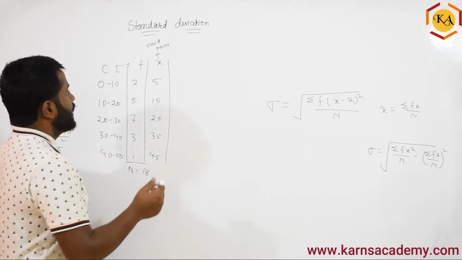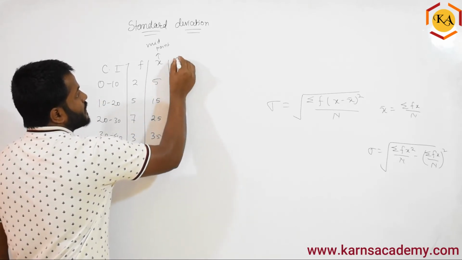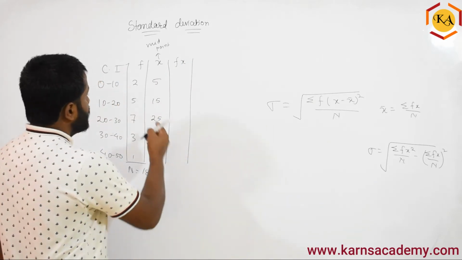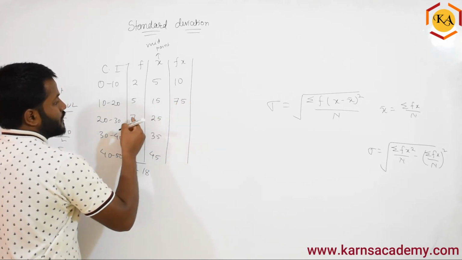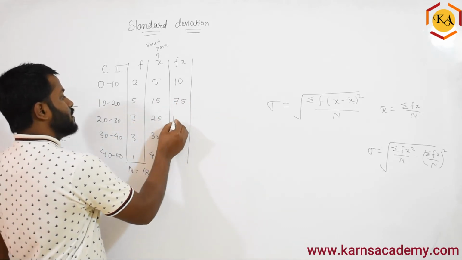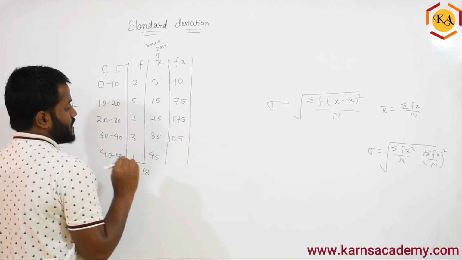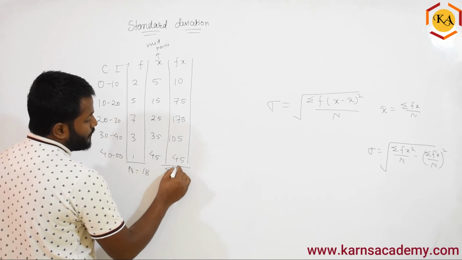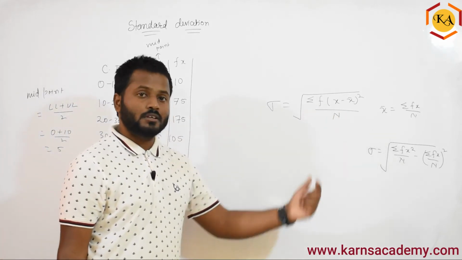Okay. Now, of course, you are going to find fx, f into x, right? Correct. So f into x will be what? 5 2s are 10, 15 5s are 75, then 7 into 25 is nothing but 175, 35 into 3 is nothing but 105, and 45. So if I add this, I will be getting summation fx, and already I have n. So can I substitute there and find the mean?